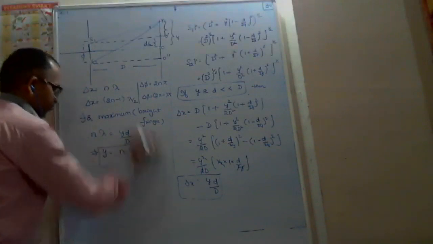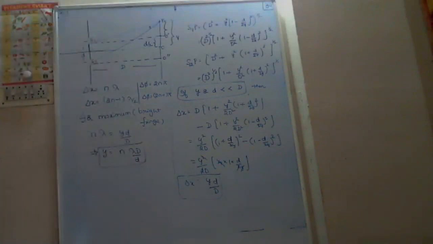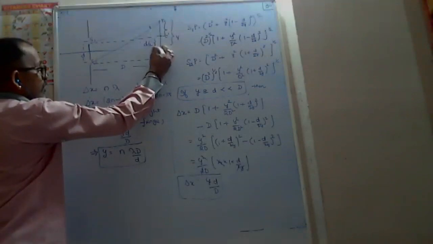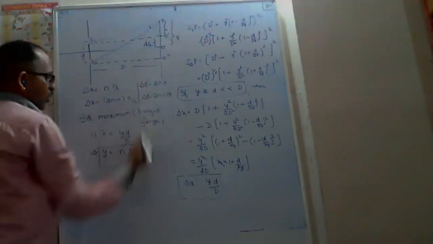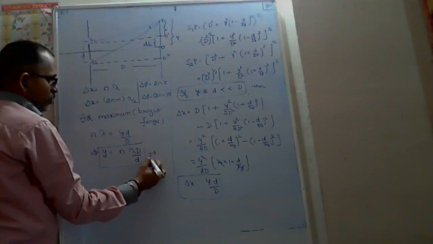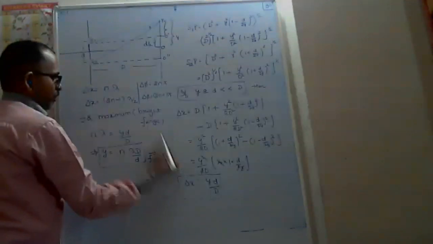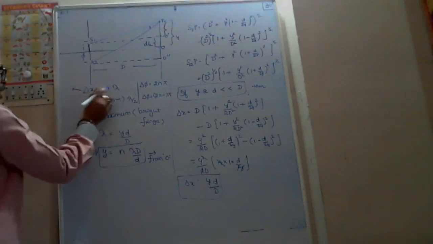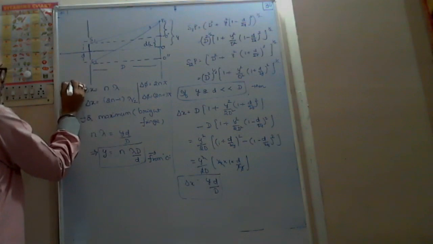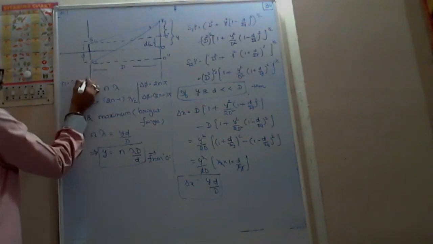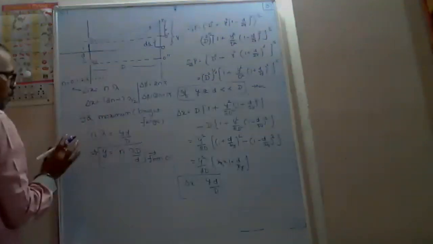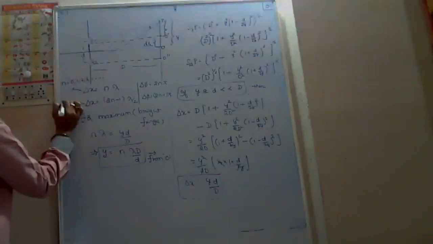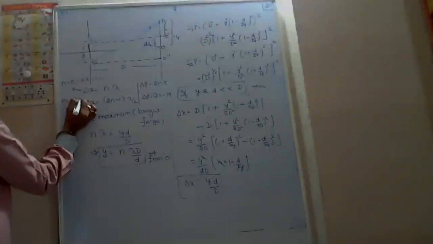This is y. Y means measured from where? From O. For the bright condition, I already told n values we can substitute from 0, 1, 2, 3. Here 0, 1 are whole numbers. For this, 1, 2, 3, natural numbers.